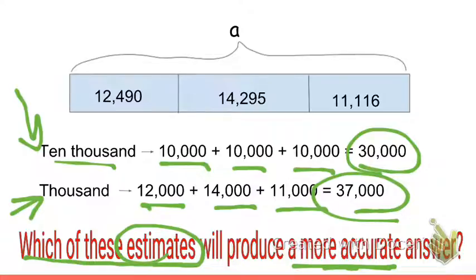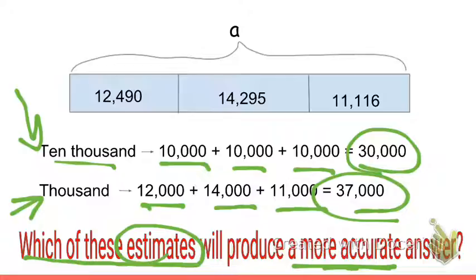All right, can anybody agree with it and explain more? Adrian. I think if my partner thinks it's 30,000, it's because it's closer to these numbers, like 12,000, 11,000, and 14,000. So you think that estimating by the 10,000s is going to give you a better answer than going by the thousands. Okay. All right, somebody else.